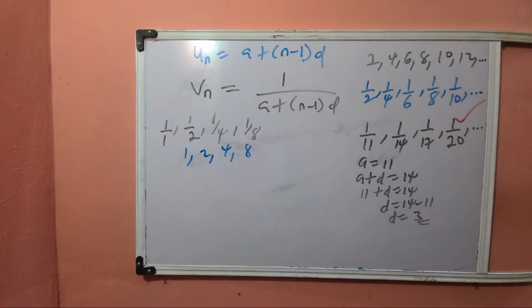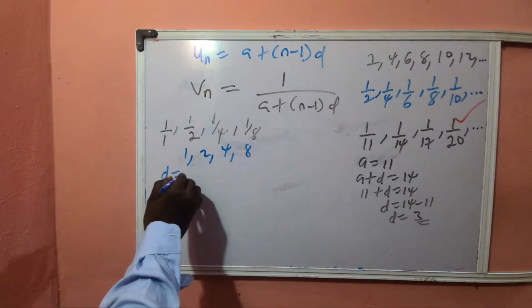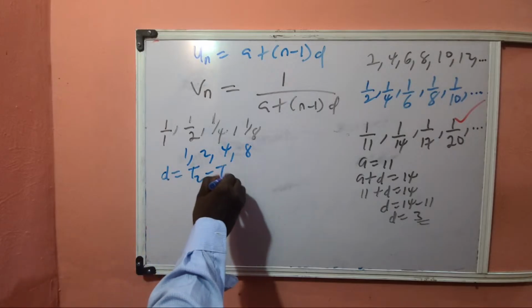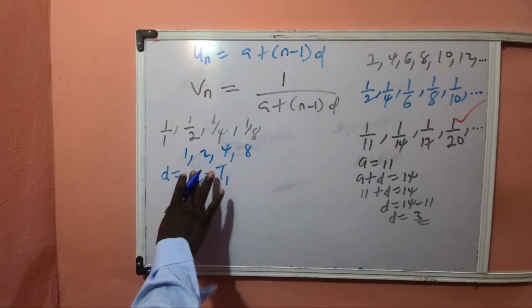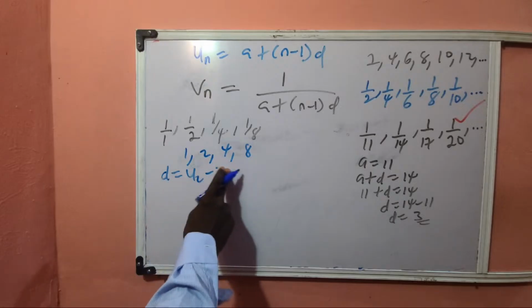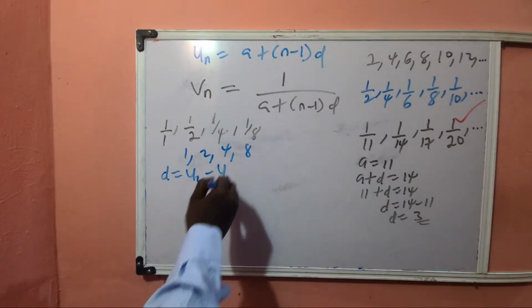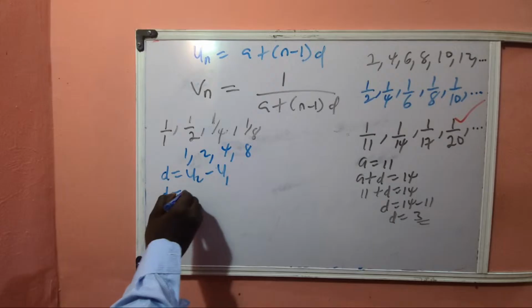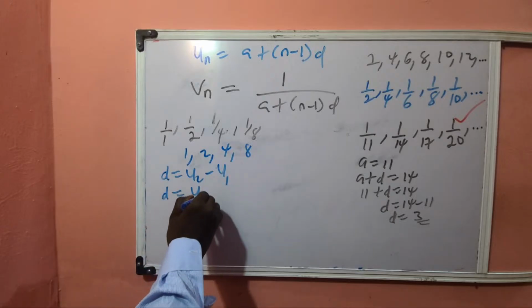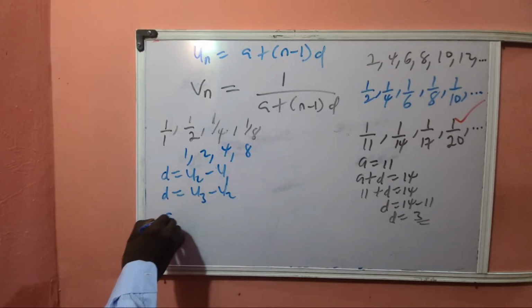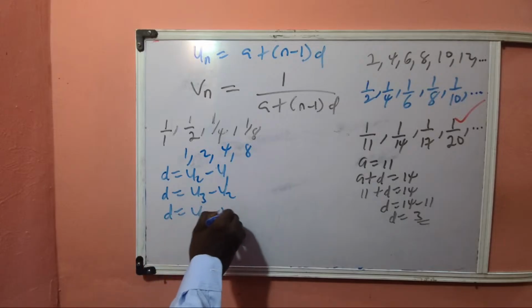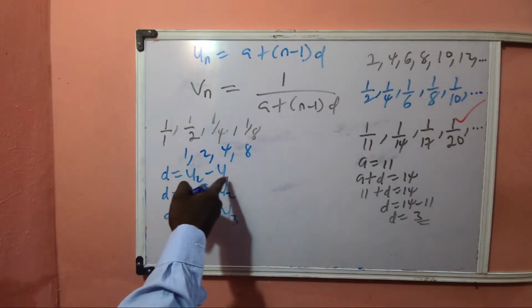Let's find the common difference. So let's do 2 minus 1. Of course, D will be equal to T2 minus T1, or I think you are used to using U, so let's use U here. That means the second term minus the first term. And then D is supposed to also be U3 minus U2, and also U4 minus U3. So let's see what our D was on this basis.